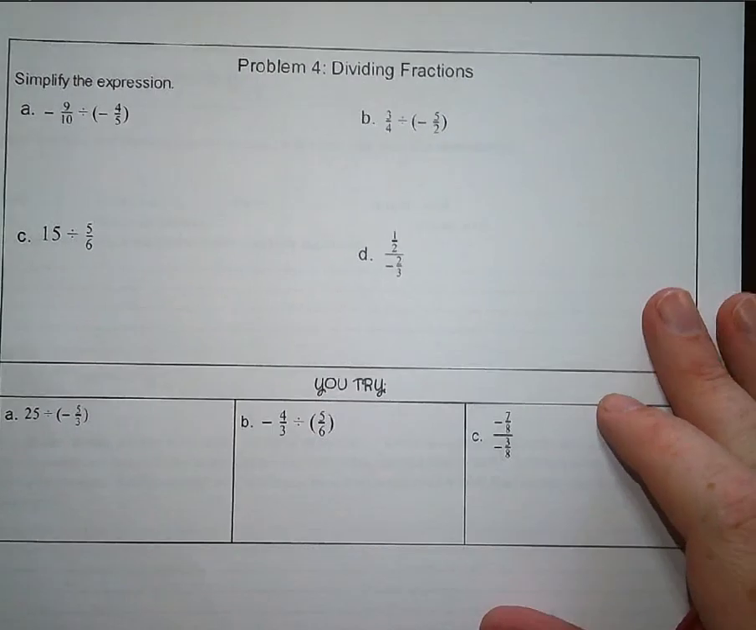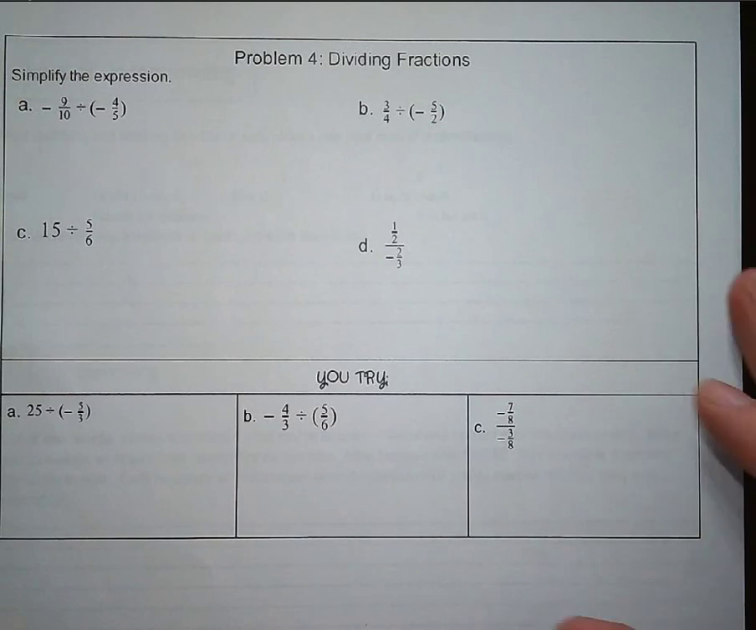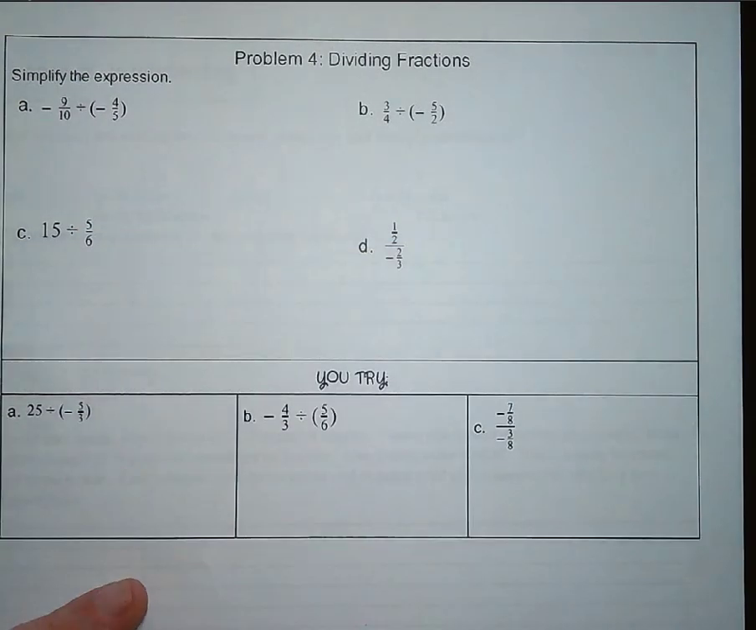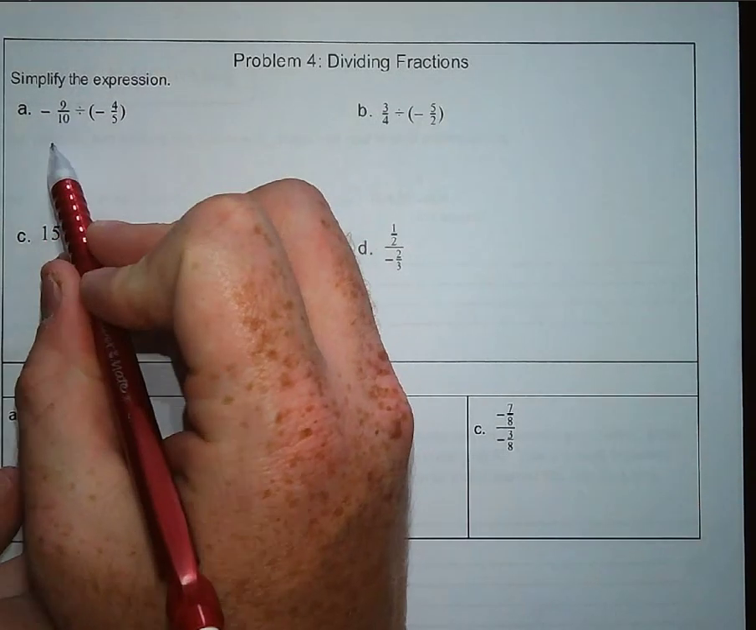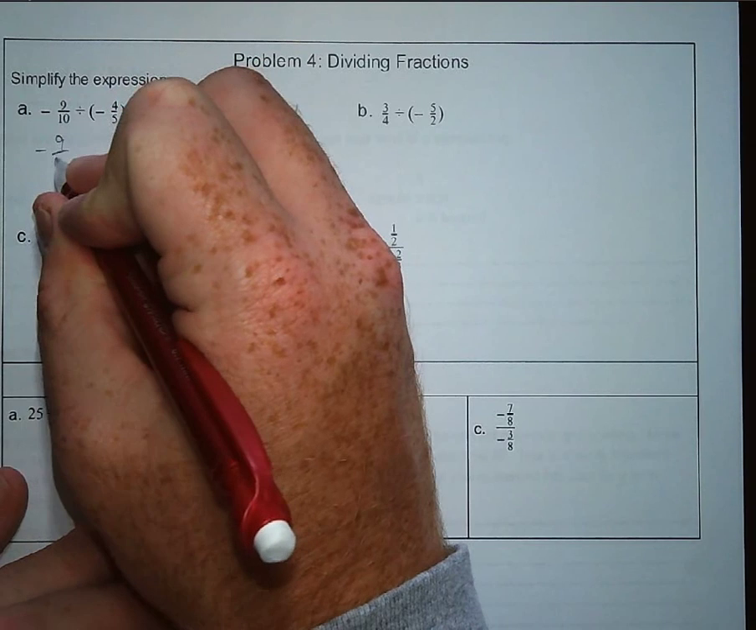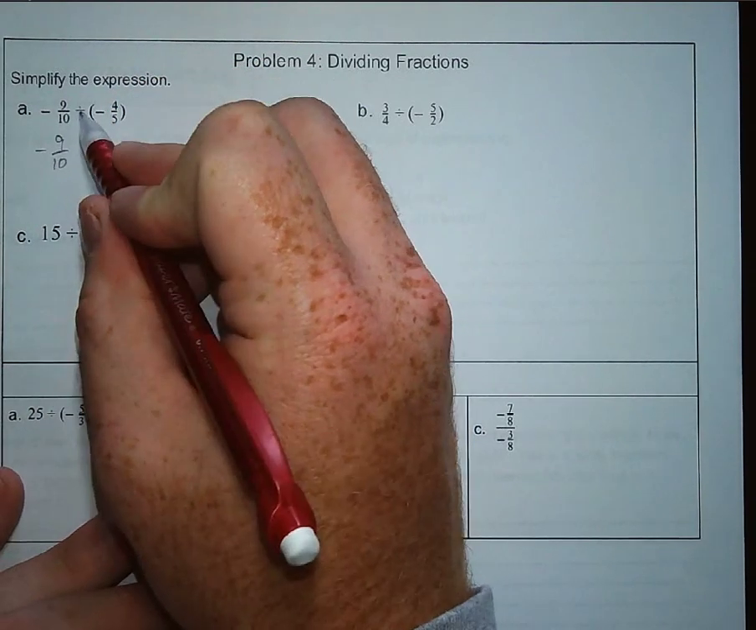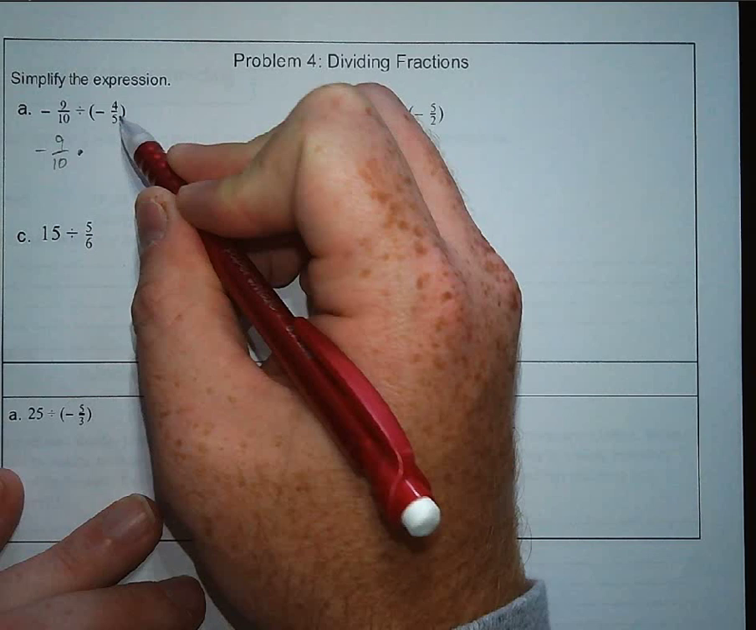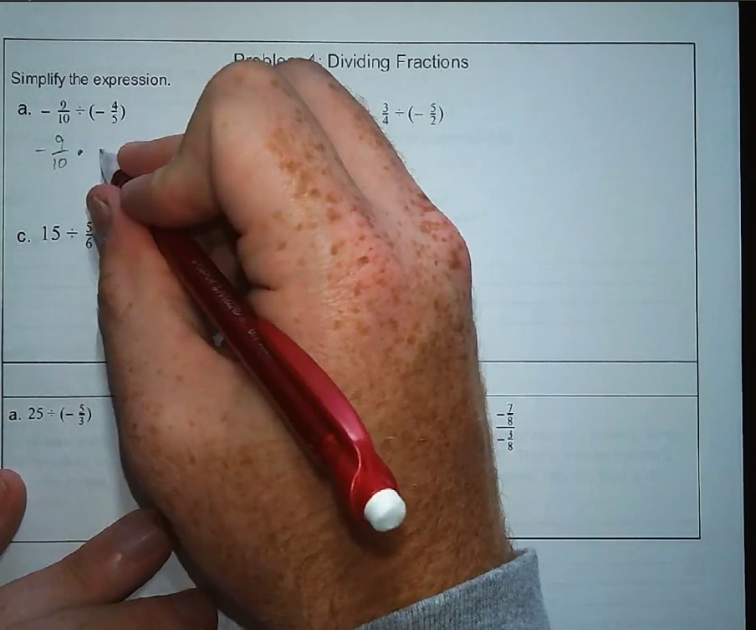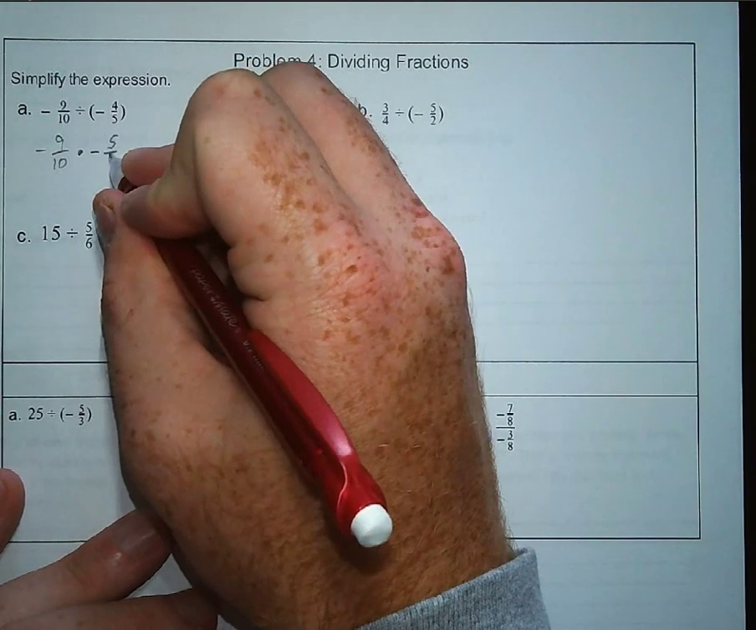Problem 4, dividing fractions. First of all, guys, remember, fractions are our friends. Now that we got that out of the way, when we divide fractions, the way we can simplify it is that we are multiplying by its reciprocal. You may have heard keep, change, flip before. We keep our first term the same, negative 9 over 10. We change to multiplication, and we flip our fraction. We take the reciprocal, so it's negative 5 over 4.